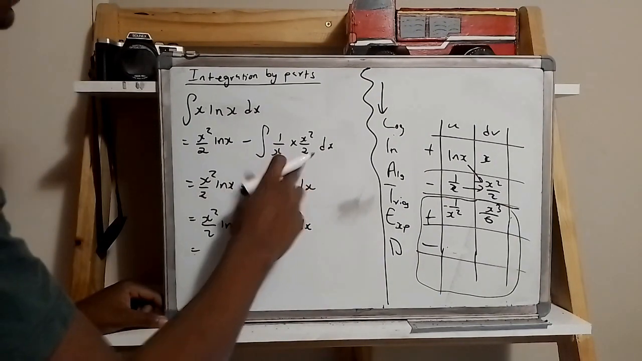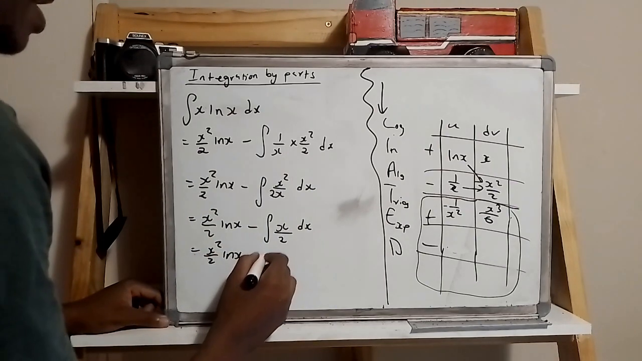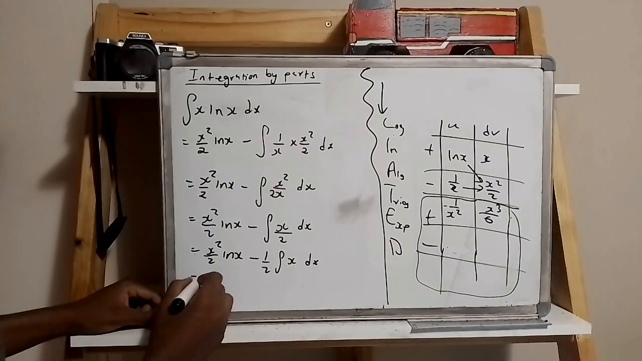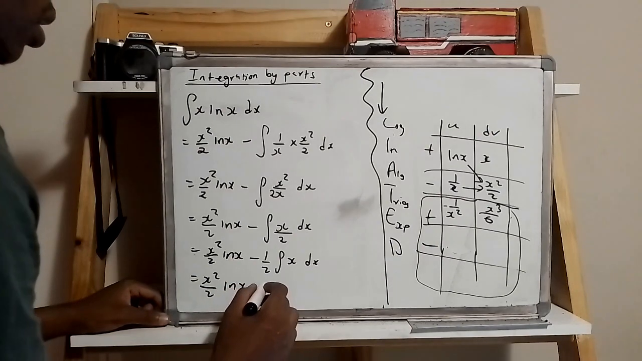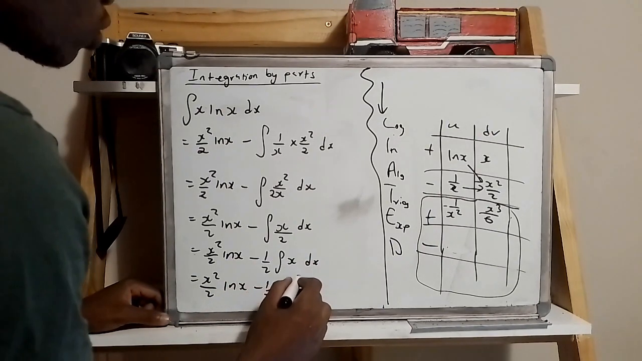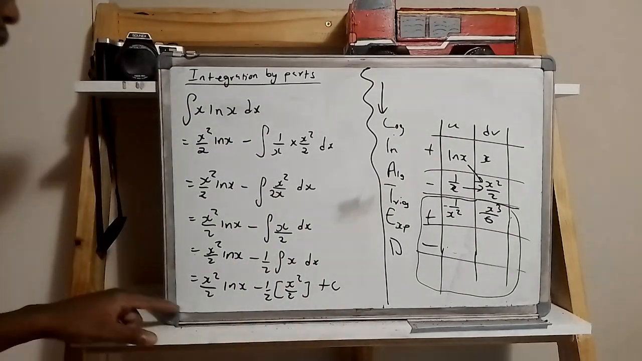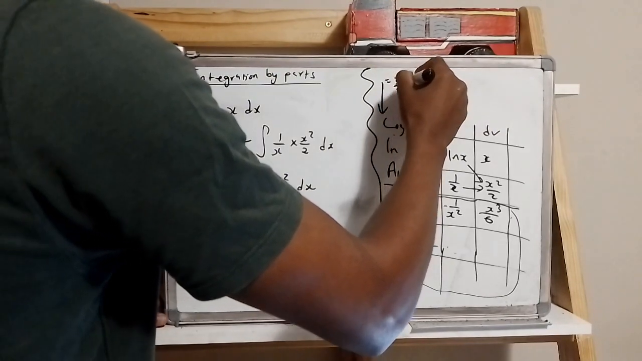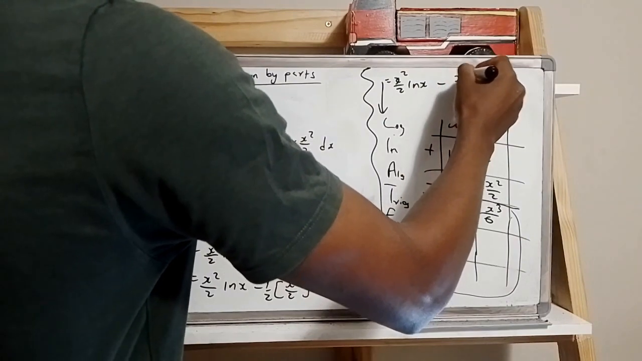Then this will give me, not forgetting the value of 2 there, because of the 2, this will be x squared over 2 ln of x minus 1 over 2 integral of x dx. Then this will give me x squared over 2 ln of x minus 1 over 2 into, integrate that, it will give me x squared over 2 plus c. Right? And final solution will be x squared over 2 ln of x minus x squared over 4 plus c.